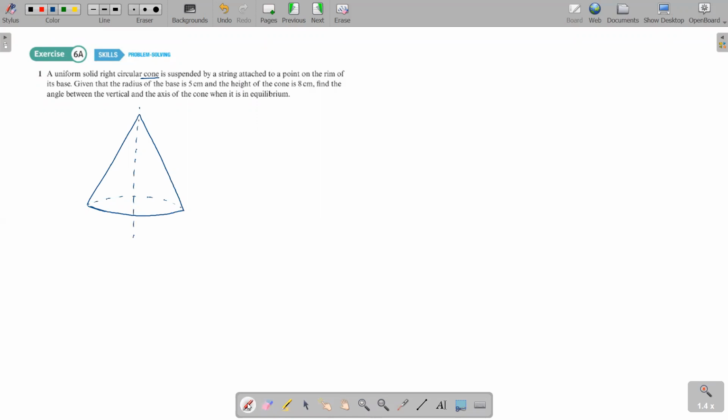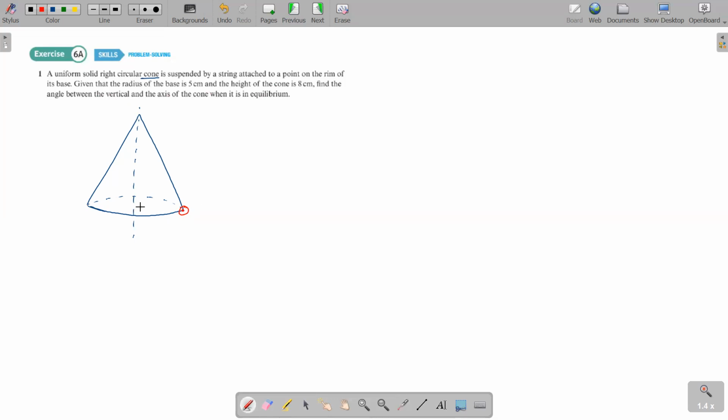Okay, a uniform solid right circular cone is suspended by a string attached to a point on the rim of its base. So when you consider the rim, guys, in the sense of the diagram, consider the rim over here. It's easier for you, okay? Because any point that you consider, it's the same look. The thing is that, to construct the triangle, consider the rim at the edge of your diagram, okay?